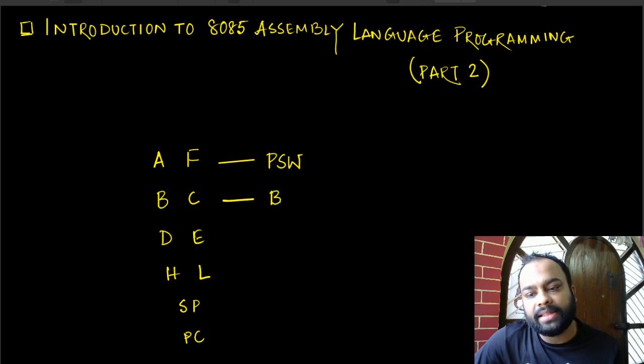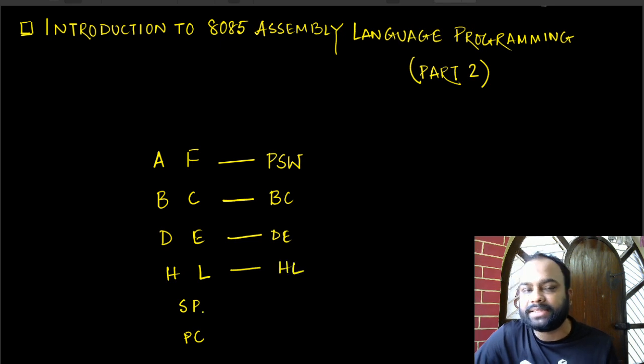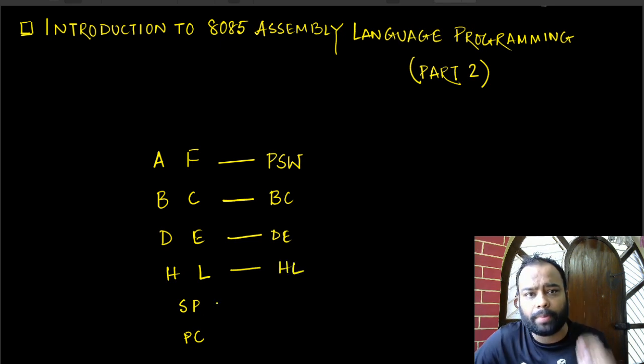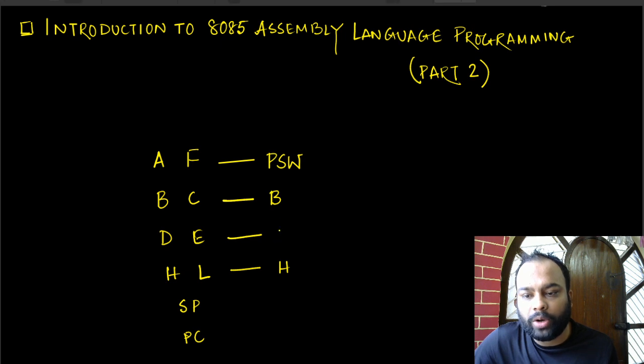When considered a pair, this is called a BC pair, this is a DE pair, and this is an HL pair. These are 16-bit registers, as are the stack pointer and program counter. A and F combined are called a program status word, or PSW. If I want to refer to BC as a pair, I would not write BC, I would just write B, D, H, and the microprocessor, through the relevant instructions, would understand that we are talking about the pair of registers and not the individual register.